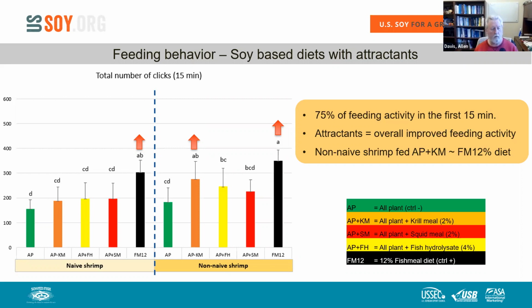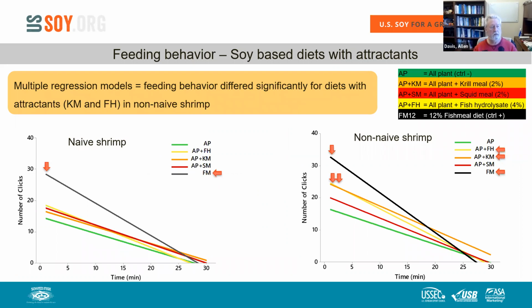And these are the recordings in 15 minutes. But you can see, even if you go out to longer regression times, 15 minutes is where most of that activity is occurring. That's the reason that we're a lot of times just using the first 15 minutes, although we do 30-minute recordings. You can see that the responses are very similar from the naive and non-naive shrimp. And we do see differences in slope, and that our all-plant diet is not being consumed as quickly as these others. And so this is, I think, the main advantage.